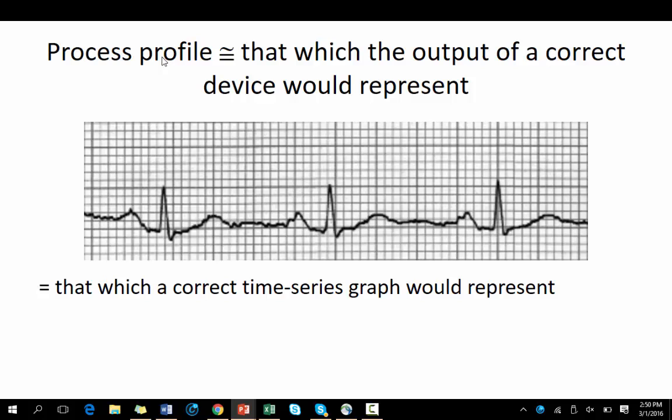And now, how do we define process profile? Well, a first step, and this is why I talked about devices as being reliable earlier on. A process profile is something like that which the output of a correct device would represent. And of course, all the work is being done here by the word correct. But there's a lot of work being done here by "would".